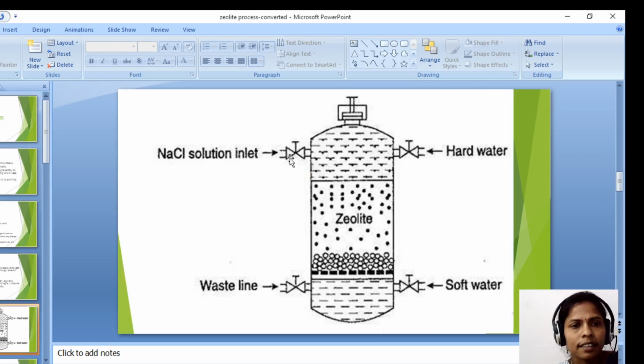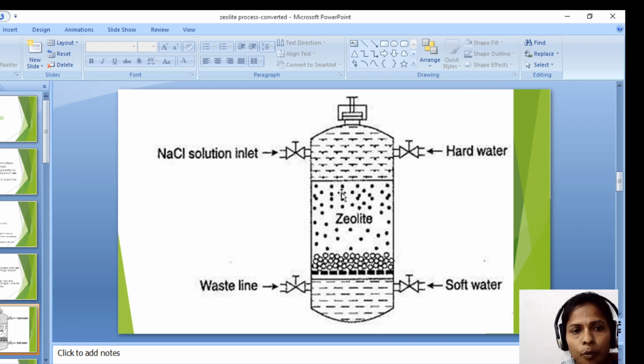So this is the cylindrical tower of the zeolite method. This is the zeolite container. This is the inlet, and this is also an inlet. Through this inlet we pass the hard water sample, and this is the inlet for passing the brine solution. The brine solution is nothing but sodium chloride solution. This is the zeolite bed, this is the outlet for the soft water, and this is the outlet for the waste water, that means the impure water.